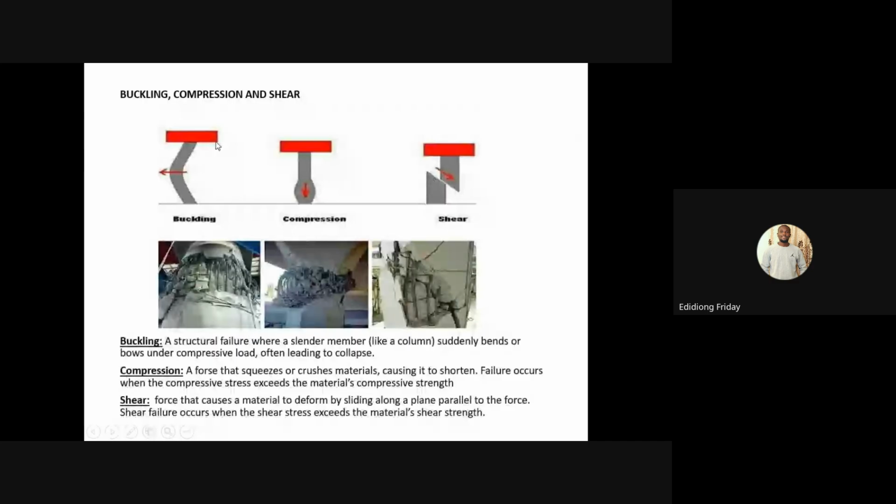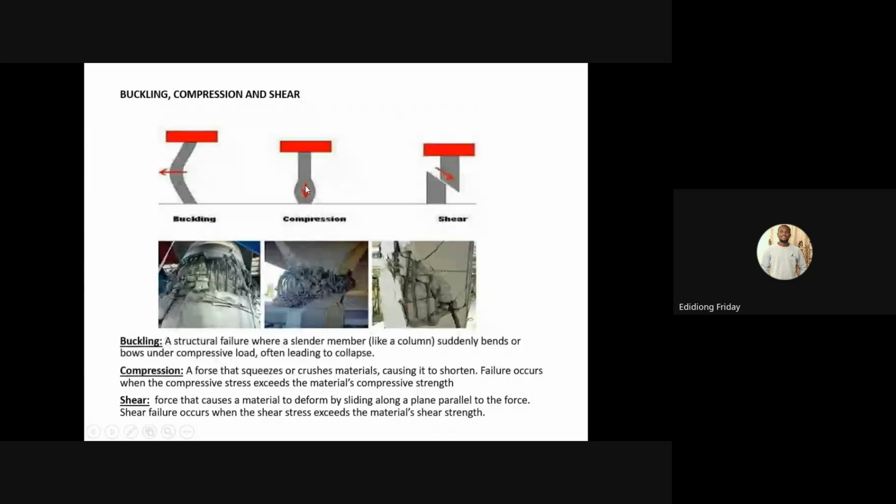When the compressive load is more than the compressive strength of the structural element, buckling happens. You can see how it bends. Then we have compression.